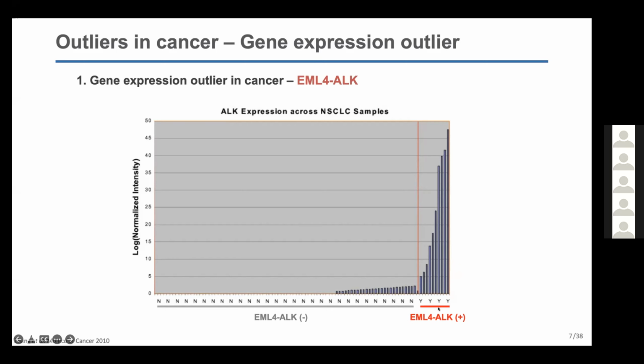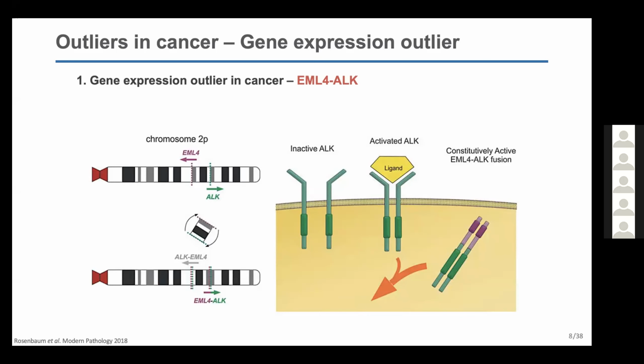You can see a small portion of the patients has this fusion gene, and if they have this fusion gene, ALK expression is way higher than in the other patients. This fusion gene is caused by the inversion of a chromosome 2 fragment. After the inversion, the EML4 promoter can activate ALK transcription, and the activated ALK can activate the downstream pathway. Why this finding is important is that this fusion gene is now used for the standard care of non-small cell lung cancer patients. They treat that 3 to 5% of patients with an ALK inhibitor.